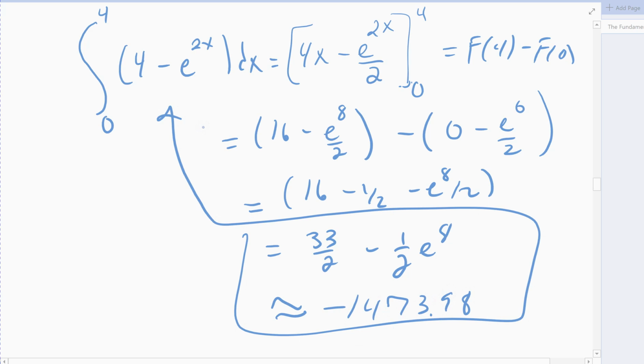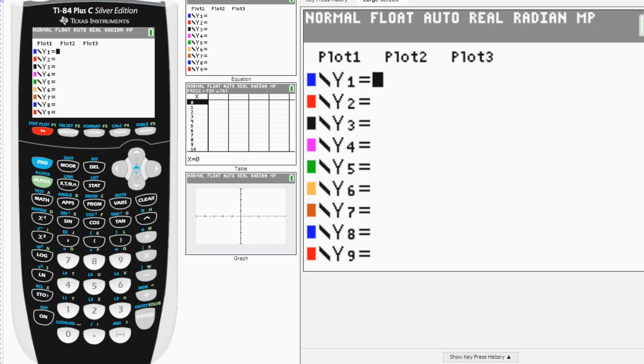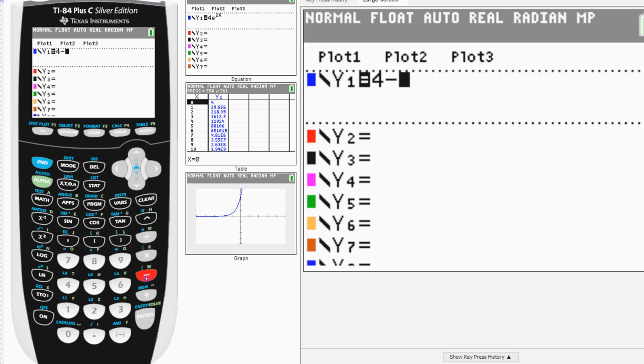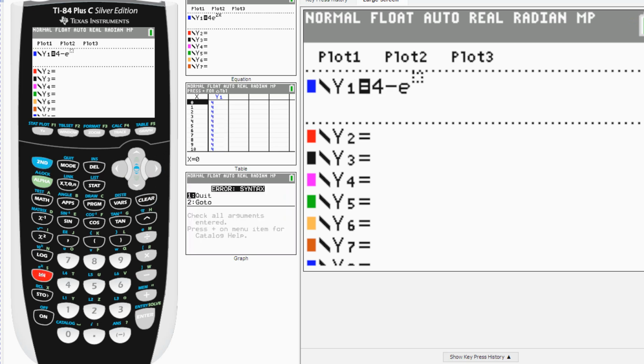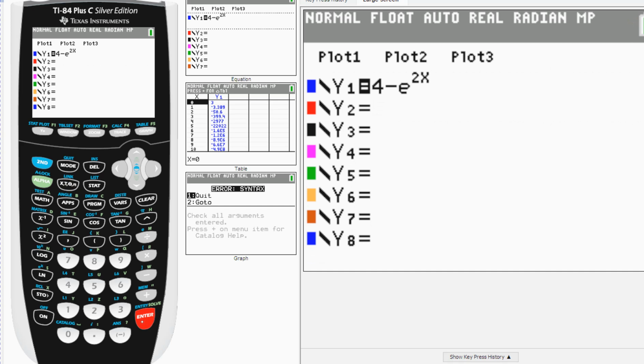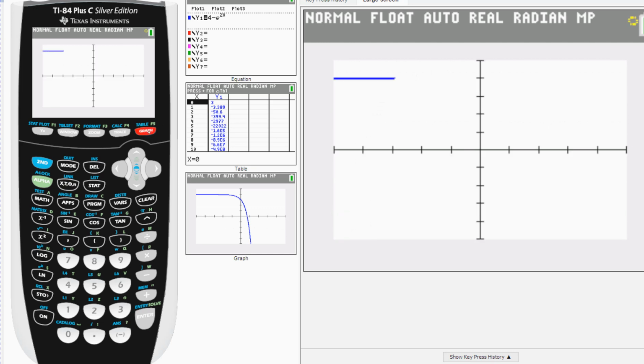So I'm going to graph this. I'm actually going to pop up my graphing calculator and put it there, so that we can see it. So 4 minus e to the 2x. Sometimes this does not like to work as well. Alright, let's try it again. 4 minus e to the 2x. Alright, I'm going to leave a standard window. We'll see. Graph. Alright, so there's the graph of the function.